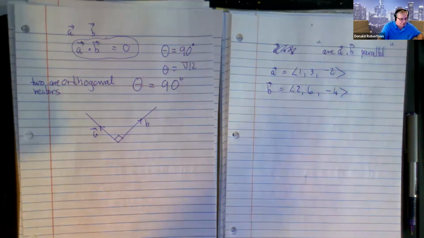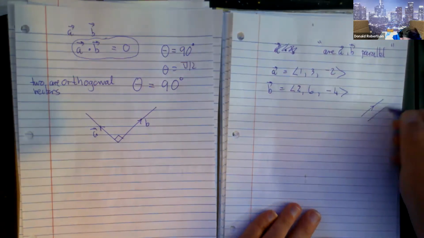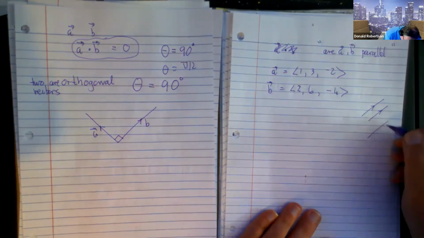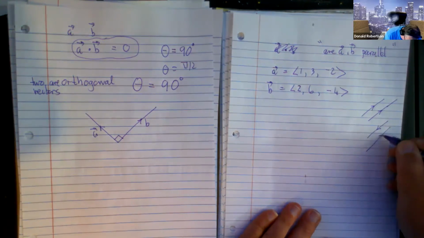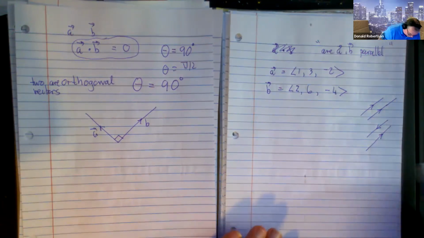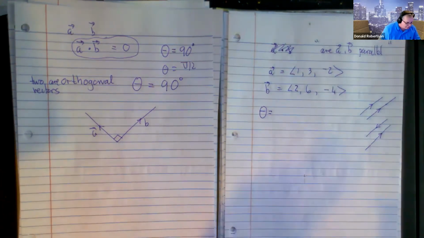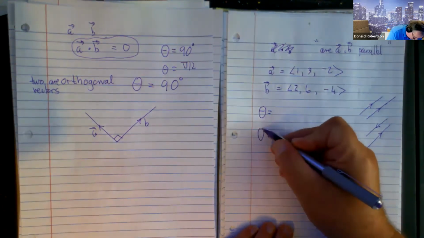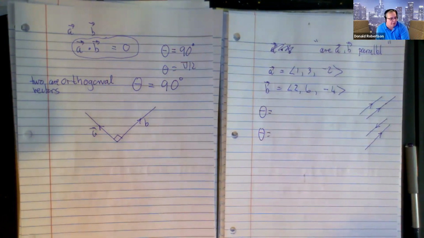Now, parallel doesn't care which direction that you're going. So what do I mean by that? Two vectors going the same way are parallel. Even if one's longer than the other, they're still parallel. Two vectors going opposite directions can still be parallel, right? So here's the question. What angles, and there's two of them, do you need to get to prove that these two are in fact parallel?